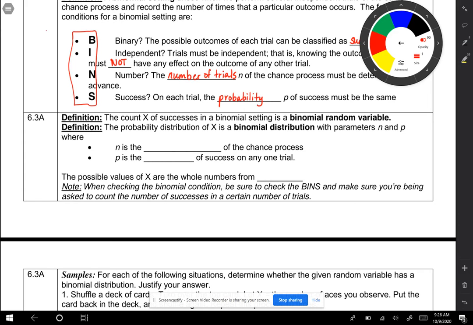Some definitions. The count X of successes in a binomial setting is a binomial random variable, and our random variables have been capitalized with an X, or with a capital letter, sorry. The probability distribution of X is called a binomial distribution with parameters n and p, where n is the number of trials of the chance process, and p is the probability of success on any one trial. So you'd be given a table and you can look at it that way. So you have a binomial random variable, therefore you can have a binomial distribution table as well. The possible values of X are the whole numbers from 0 to n.